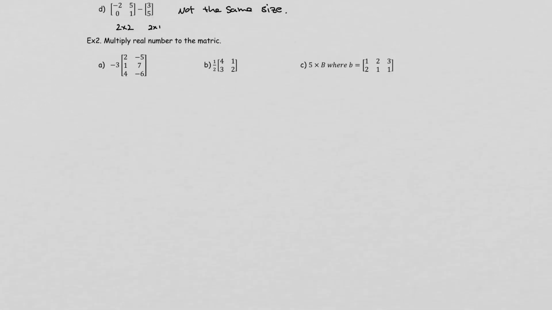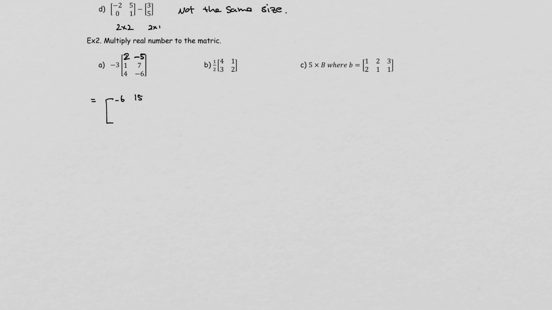Okay, example 2. Let's look at multiplying a real number to a matrix. So this is multiplication, but just multiplying one number to the matrix. What do we do? Well, if you're just multiplying one number to the matrix, you need to make sure you distribute this like a parentheses, right? So negative 3 will be multiplied to the 2, and you will get negative 6. Negative 3 will multiply to negative 5, gives you positive 15, right?